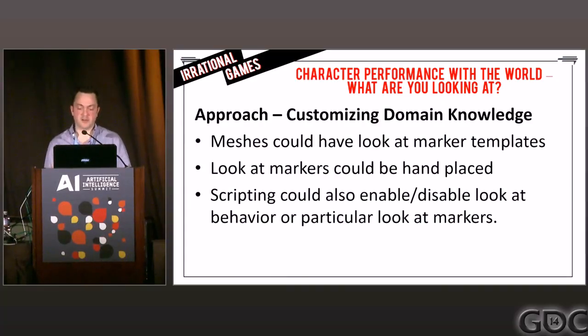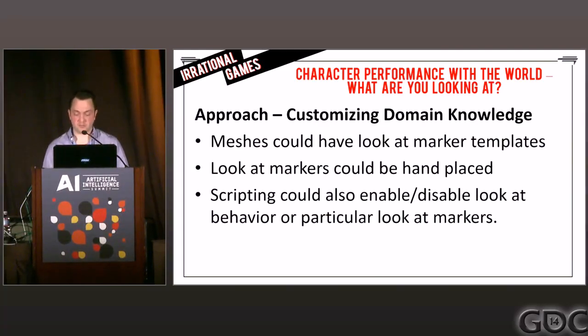We also had Elizabeth automatically looking at other characters, including the player, and she would give priority to nearby characters that were speaking. You could also hand place the markers in the editor, and our designers did use this extensively. Character behaviors could also recommend targets to look at as well. Most of the generated markers and all of the hand-placed markers could be enabled or disabled using our scripting system as well.